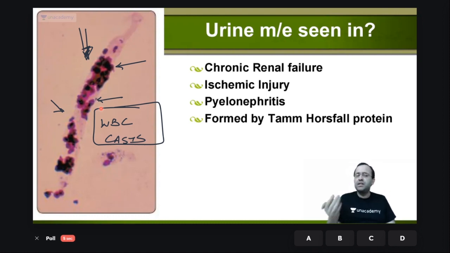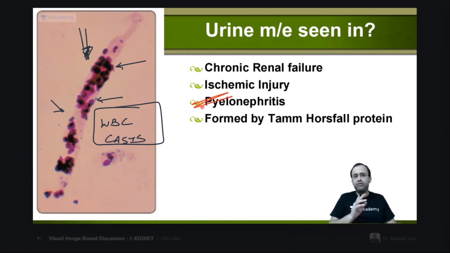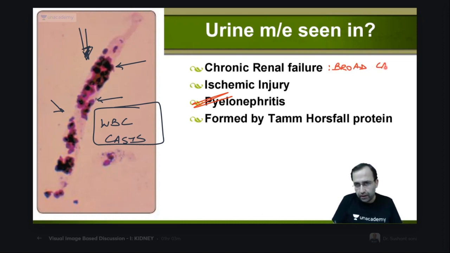WBC casts will be seen in infections. That is, it is a feature of pyelonephritis. Next point. On the other hand, chronic renal failure is associated with broad casts, because compensatory hypertrophy of the renal tubule is taking place.